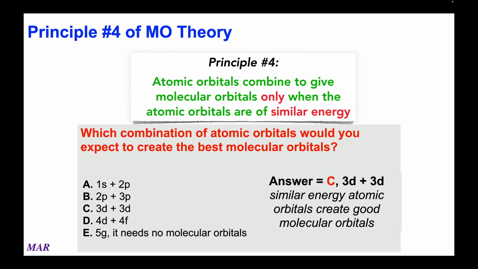A 4d plus 4f isn't going to happen. 5g, which is hopefully an orbital type that's coming but isn't here yet, needs no molecular orbitals. Well, conceivably it would. That's not a good answer either. Anyway, hopefully the idea is that if they're the same kind of orbital, they'll mix well. If they aren't the same kind, then you may have to use computers to see if they mix at all. By default, I'd say they probably wouldn't mix real well unless those n numbers are bigger.